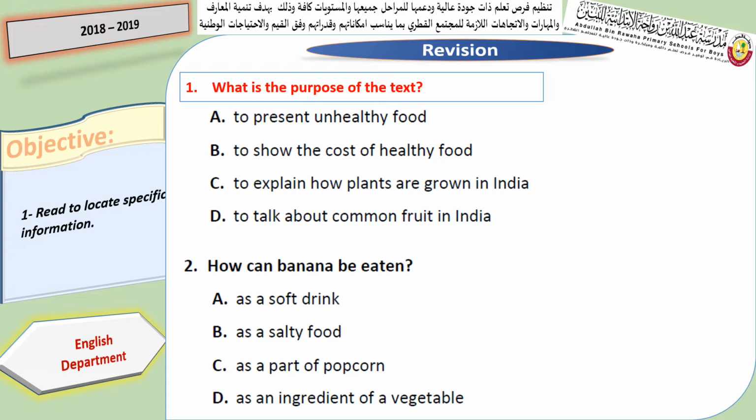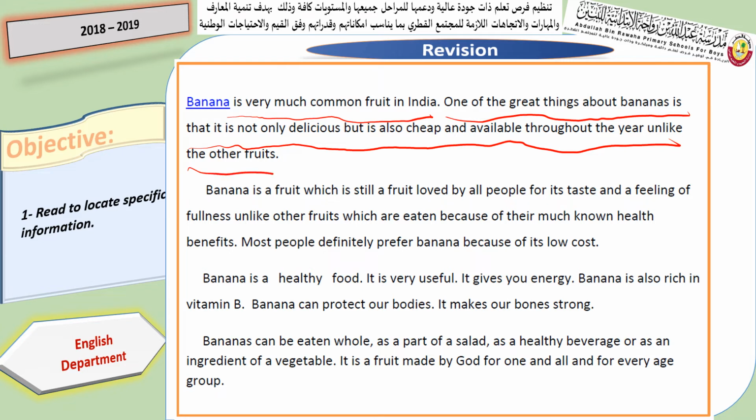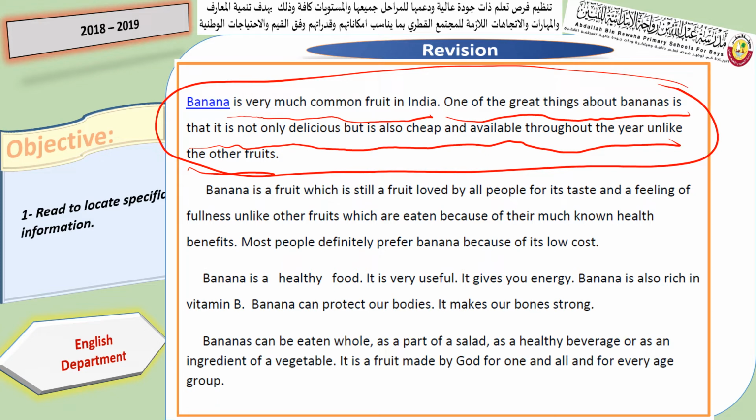غالبا الجملة المحورية في النص تكون موجودة at the beginning of the text، في بداية النص. Here we have: Banana is a very common fruit in India. One of the great things about banana is that it is not only delicious but is also cheap and available throughout the year, unlike the other fruits. Here, of course, this paragraph should contain the main idea. يجب أن تحتوي هذه الفقرة على الفكرة الرئيسية.